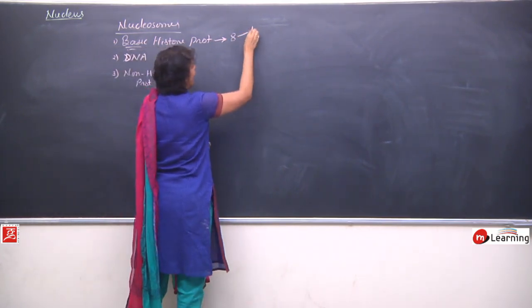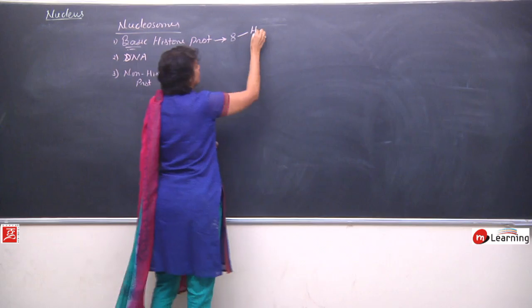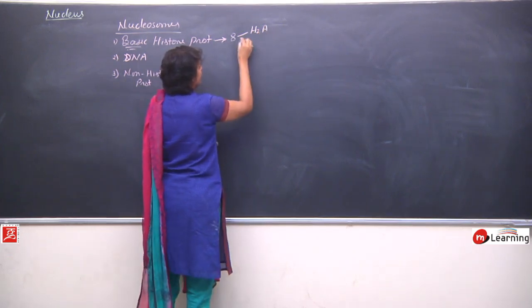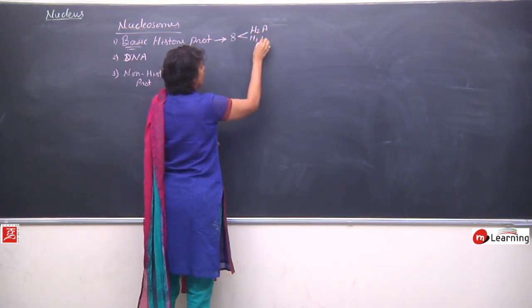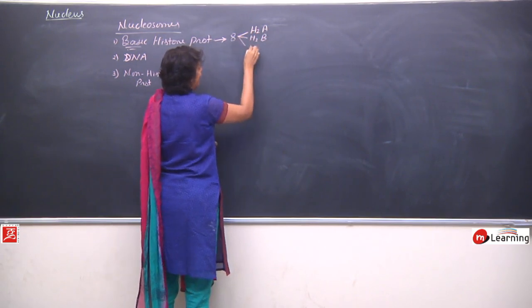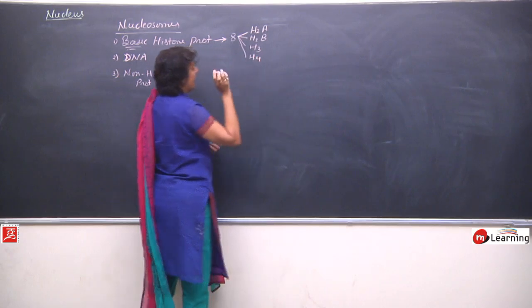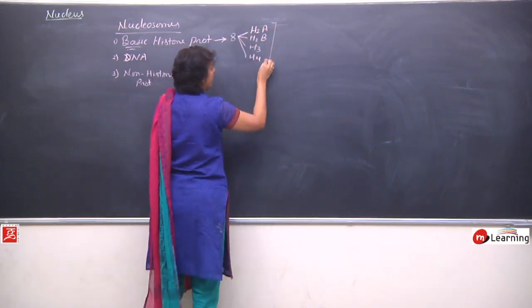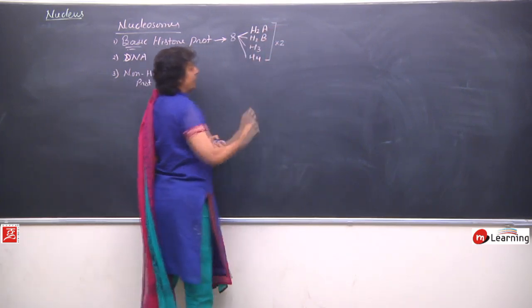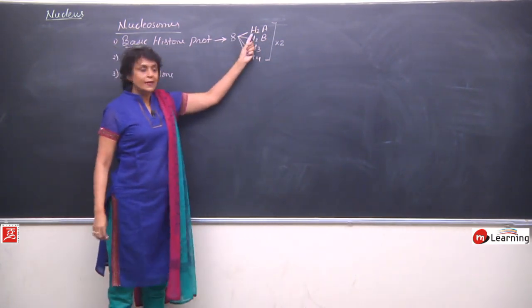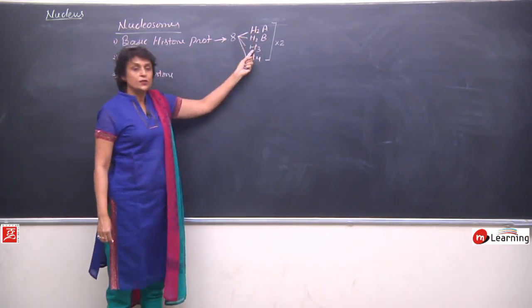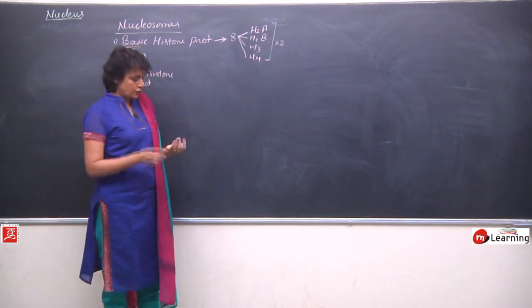These 8 are H2A, H2B, H3, H4. And all of them are in pairs. So, 2 H2As, 2 H2Bs, 2 H3s and 2 H4s.